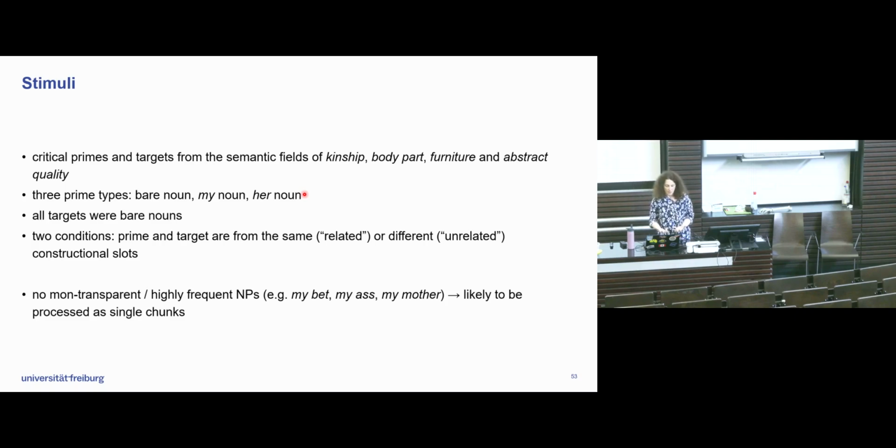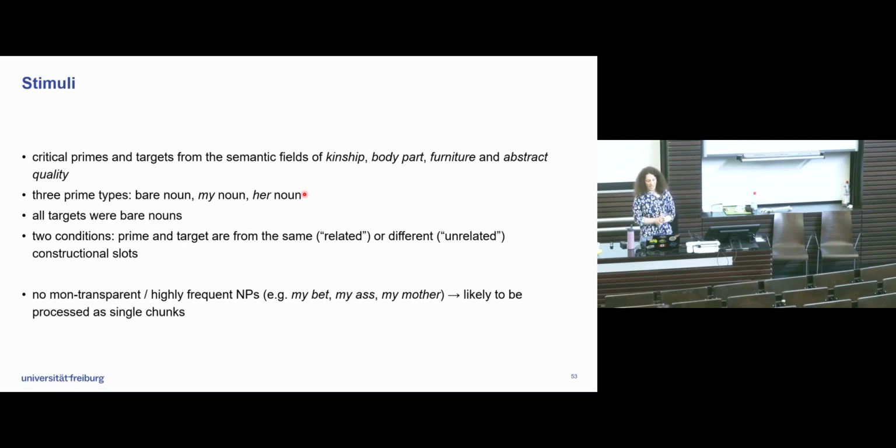We had 2 kinds of conditions. In one condition, the prime and the target were supposed fillers of the same constructional slot, and in the other condition, the unrelated condition, they were not fillers of the same constructional slot, but of different supposed constructional slots, for example, of the body part slot and the furniture slot. So they are both compatible with a possessive noun phrase, but supposedly represent different sub-constructions in the network.